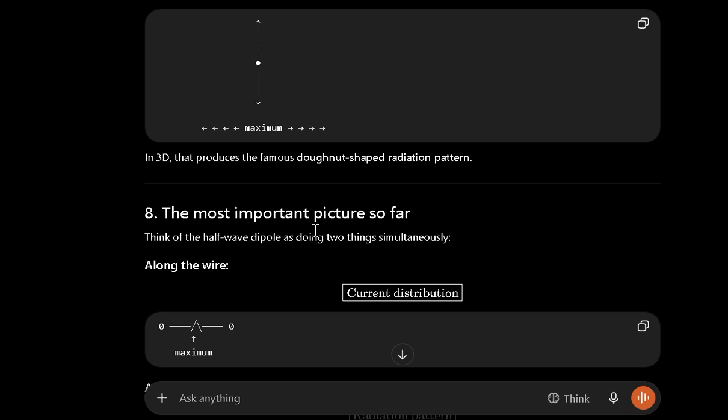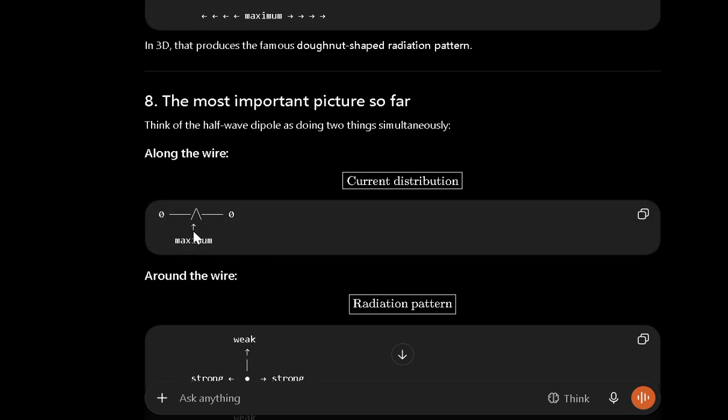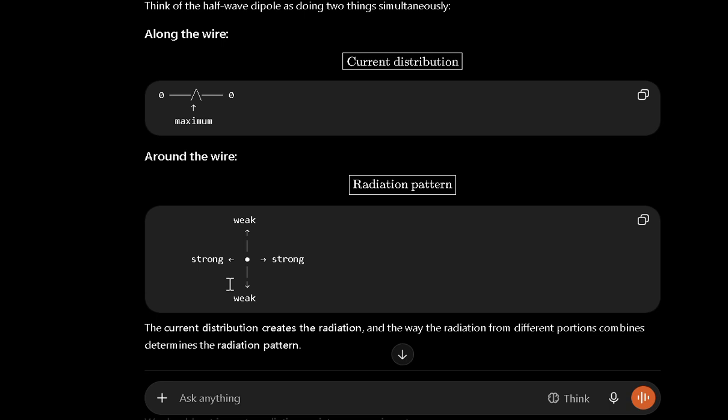The most important picture so far: think of a half-wave dipole as doing two things simultaneously. Along the antenna, it is distributing current. Current is maximum at the center, and zero at the ends. So the radiation pattern will be broadside.